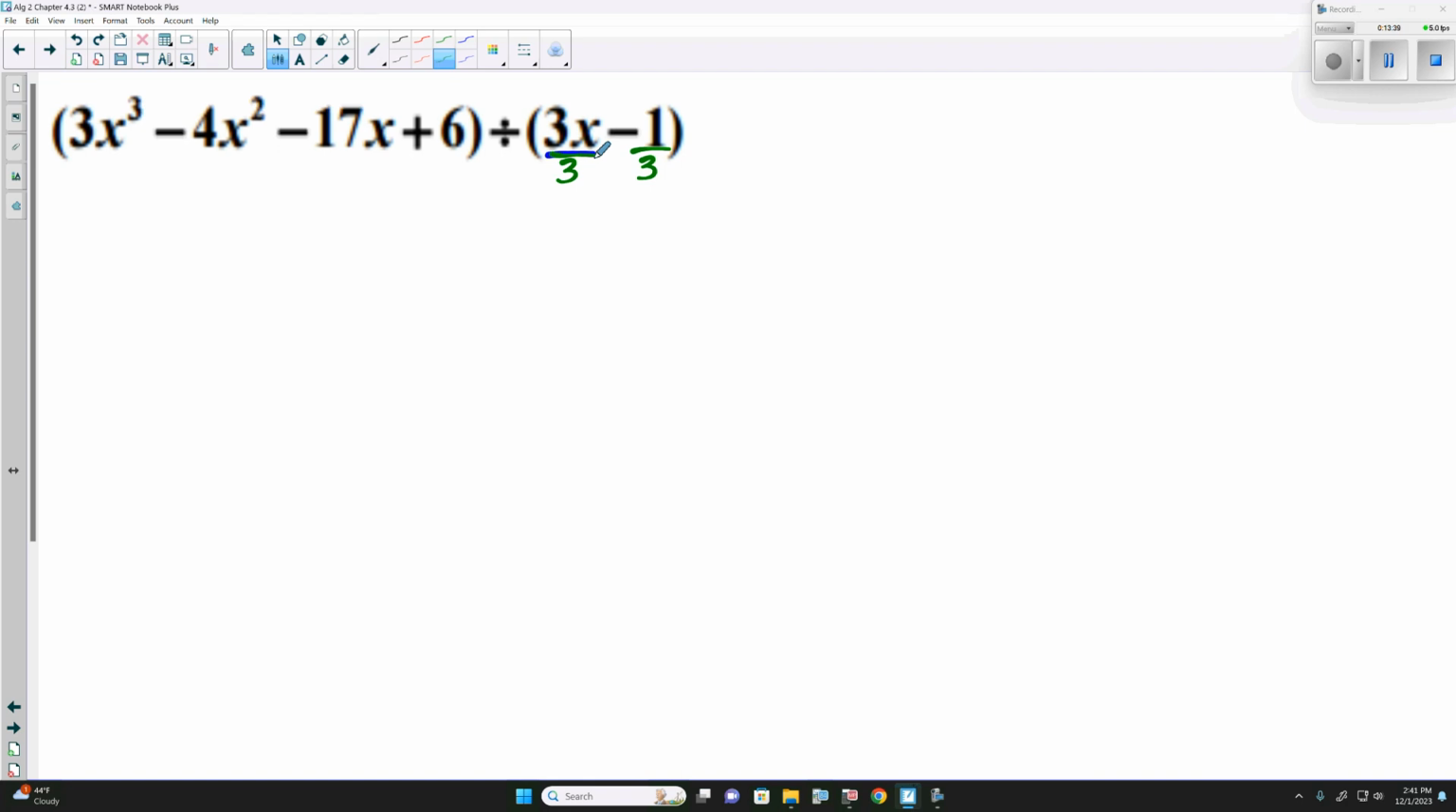Incidentally, we can't just divide. We have to divide everything by 3. Luckily enough, 3x cubed divided by 3 is x cubed. 4 will not divide by 3 nicely. So we have -4 thirds x squared. 17 does not divide by 3 nicely. So we have 17 thirds x, and 6 divided by 3 is 2.